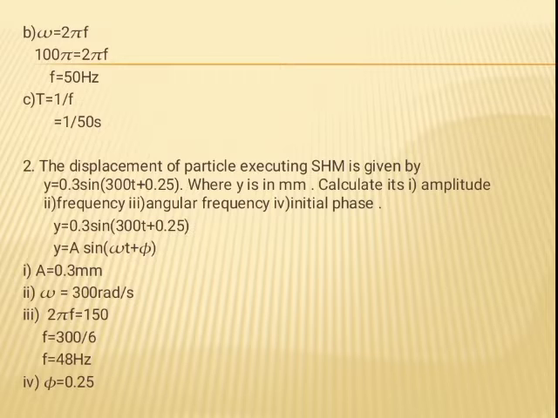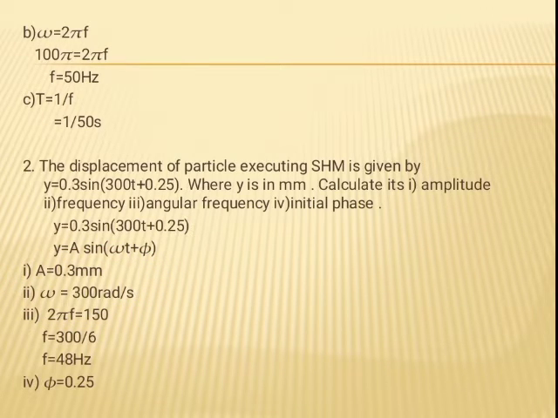Now if I start comparing, a is equal to 0.3. It is in millimeters, not in meters nor anything else, it is in millimeters. Only in a small displacement is there an amplitude you can see. And if I consider your omega, there is no substitution, no pi, nothing as in your previous problem. It is given directly, omega is equal to 300 radians per second.